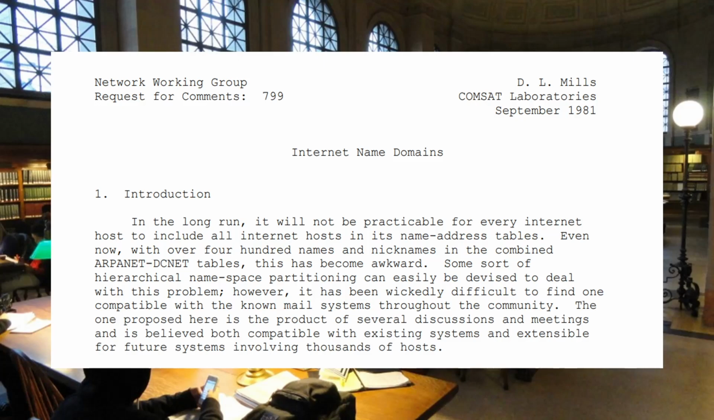Now, the one proposed here in RFC 799 is a product of several discussions and meetings, and is believed both compatible with existing systems and extensible for future systems involving thousands of hosts. David L. Mills works for ComSat Laboratories.